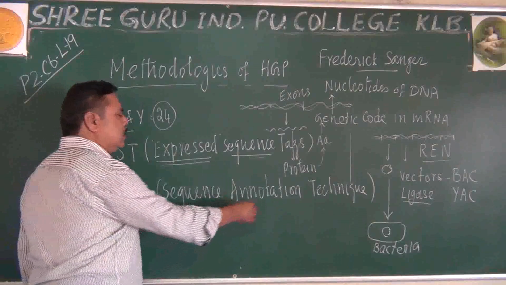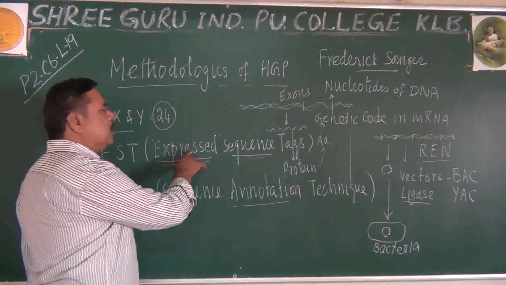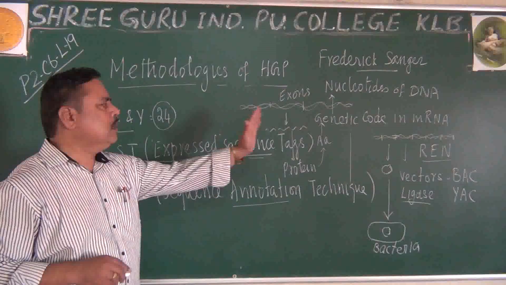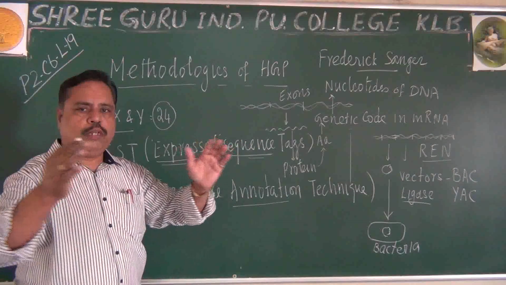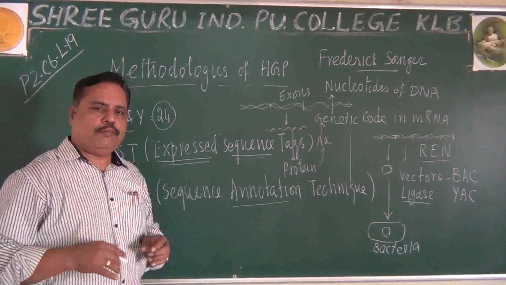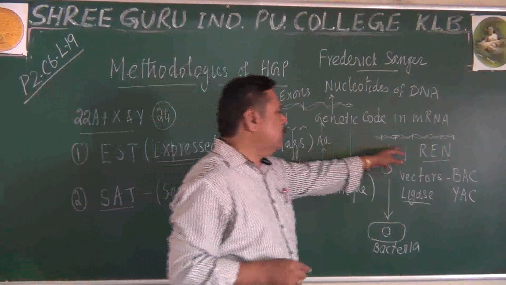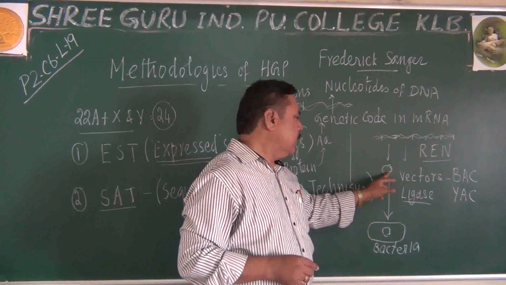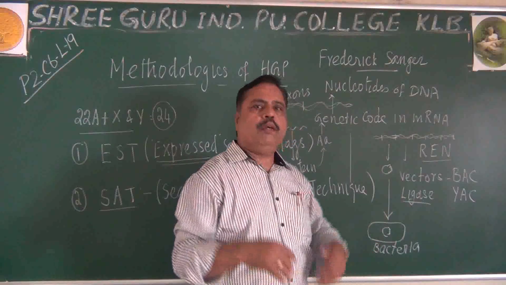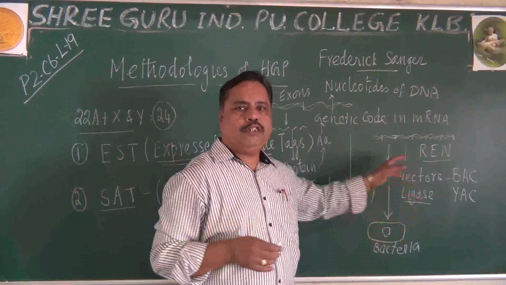Here you are not concentrating on expressed sequence. You are concentrating on all the sequences, the complete gene, complete DNA you are taking. It is a polymerized chain. That chain will be broken into fragments. Then it will be added to a vector. Vector will be given to a bacterium. Bacterium will multiply that gene.